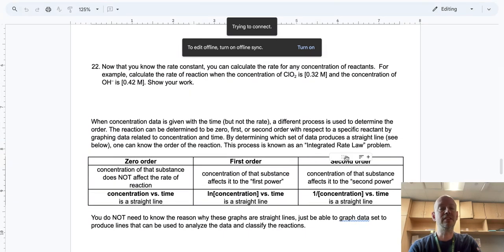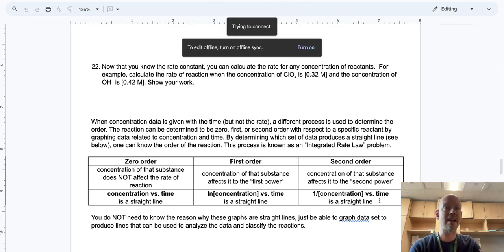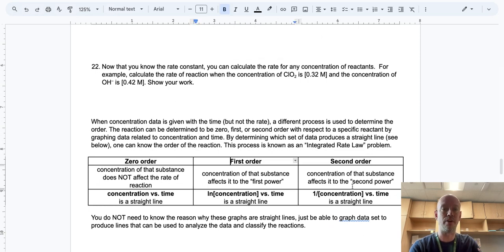But if it's a curve, but using the natural log doesn't help or still keeps it as a curve, then it might not be a direct relationship. It's exponential in some way. And the way that it is exponential in this case is potentially that it's second order.